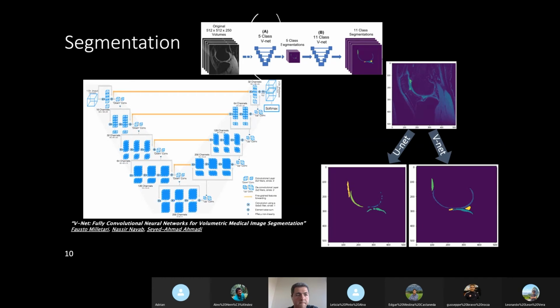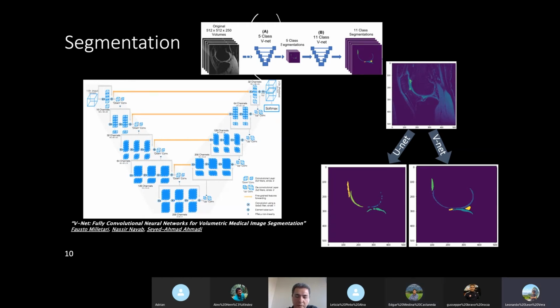Any questions on this part? I was about to ask why you use two nets, but you said it's a kind of fine tuning, right? The second. Exactly. Basically, the second step only reassigns the labels. It doesn't do much segmentation itself.